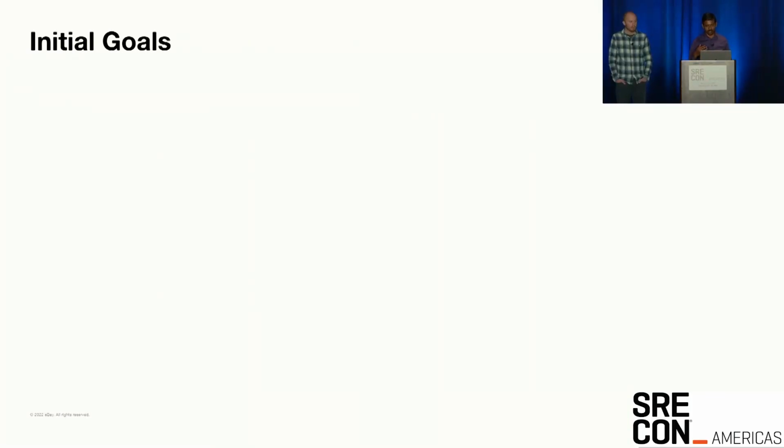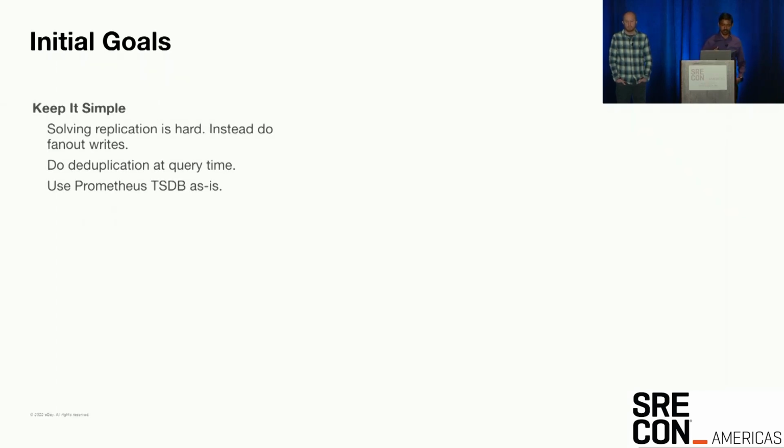So we set some initial goals while doing the replatforming, where first and foremost was to keep it simple. So we did not want to solve things like replication. Instead, we said we'll just do fan-out writes. If an ingester sees a time series and there are 3 replicas to write, we just replicate 3 ways at the time of ingest. If you're not able to write into one, it's OK. It's something that we can take care of at the time of querying by doing deduplication.